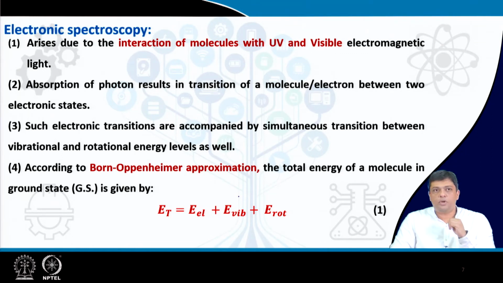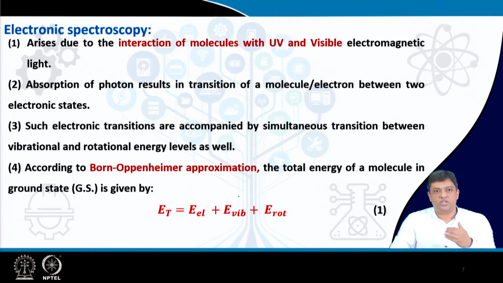Electronic spectroscopy basically arises due to the interaction of molecules with UV and visible range electromagnetic light. Now, the absorption of a photon results in the transition of a molecule or electron between two electronic states. So, you absorb energy, once you absorb energy, your energy is increased, and therefore, there is a transition.